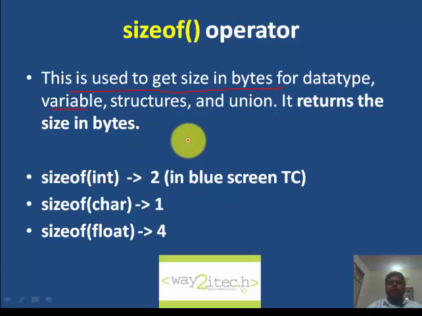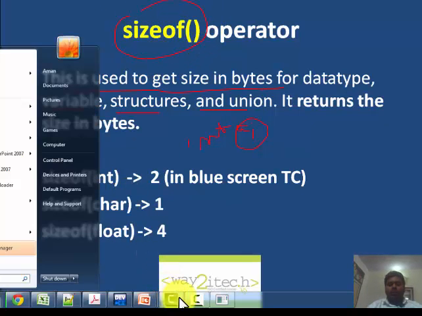Suppose here there is a variable of int type, int a. You want to find the size of a variable, or you want to find the size of a structure or union. We will discuss structures and unions later on. Similarly, you can find the size of data types like sizeof(int), sizeof(char), sizeof(float). You can find the size using the sizeof operator. We will see the program of the sizeof operator.